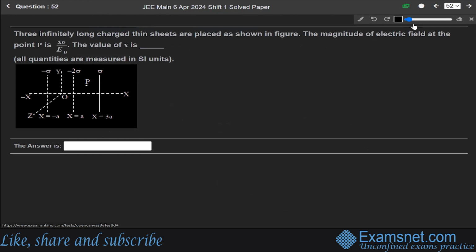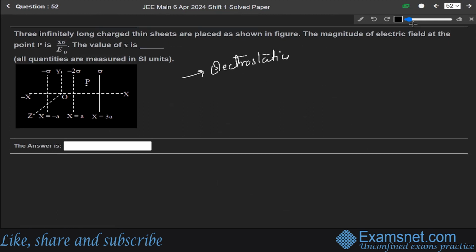Now next question, 52. Three infinitely long charged thin sheets are placed as shown in the figure. The magnitude of the electric field at the point P is x sigma over epsilon naught. The value of x is, okay. So this question is from the chapter of electrostatics.